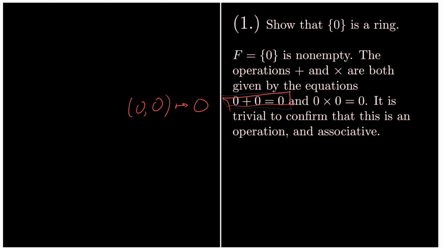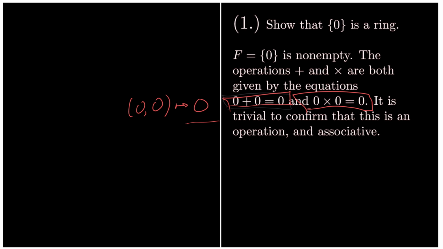Well, there's only one element in the domain for f cross f, which is this one pair where each coordinate is filled with 0. In order to make this an operation, there's only one thing we could possibly send it to, which is 0, the only thing in the set. So that's the only binary operation possible on a singleton set. And so that must be what plus is, and it also must be what times is.